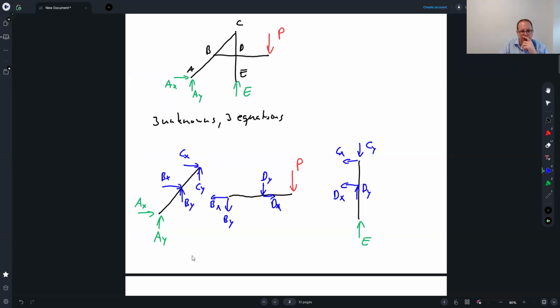Now let's see, how many unknowns do we have? 1, 2, 3, 4, 5, 6, 7, 8, and 9. The 2 at each of the 3 joints, and then the 3 support reactions. So now for this system, I have 9 unknowns and 9 equations.